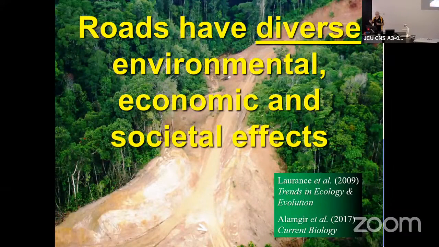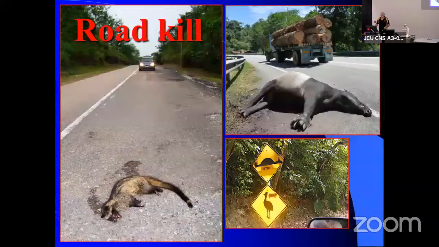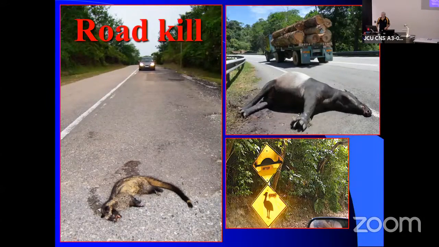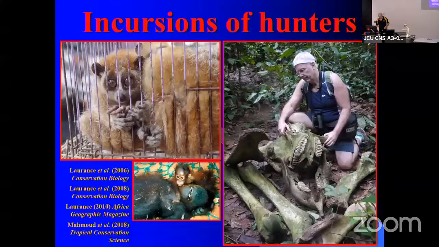So when we talk about places like the tropics, roads and other ecosystems probably also, but in particular the tropical forest, roads have remarkably diverse environmental and economic and societal effects. And I'll just mention a few of these. I mean, roadkill, of course, we all know about. We know that roads destroy habitat. They have edge effects along the margins of the road. There's roadkill. You get incursions of hunters coming in when roads are being created. This, by the way, is an elephant in the Congo Basin that was killed by poachers. And you can tell that because it's had its face chopped off with machetes. And they do that so they can pull the trunks out, which are very valuable for their ivory.